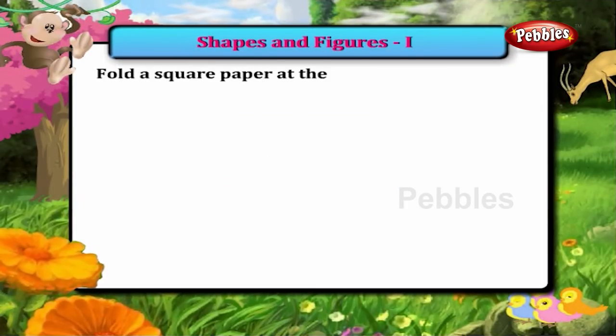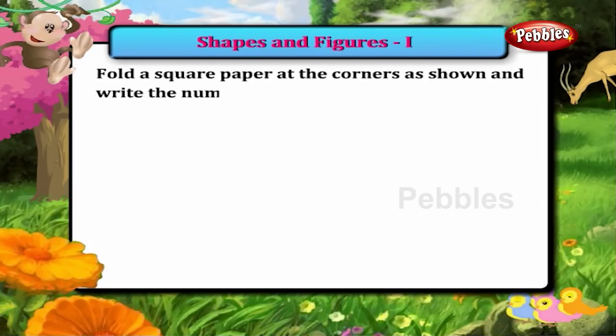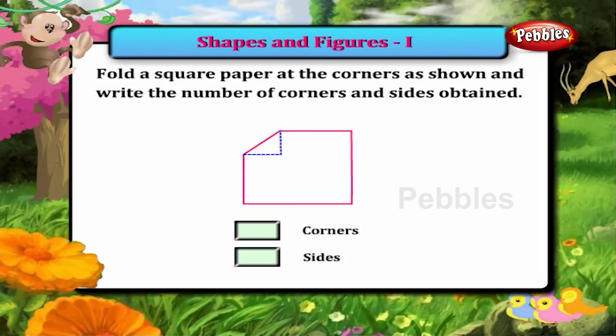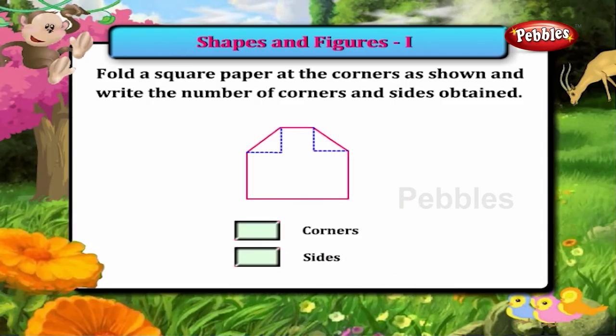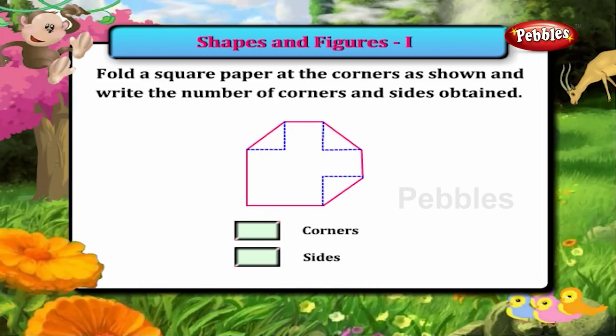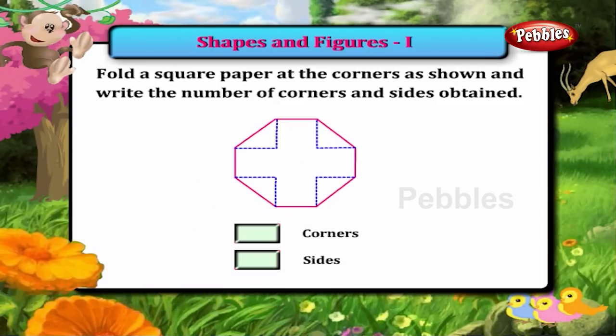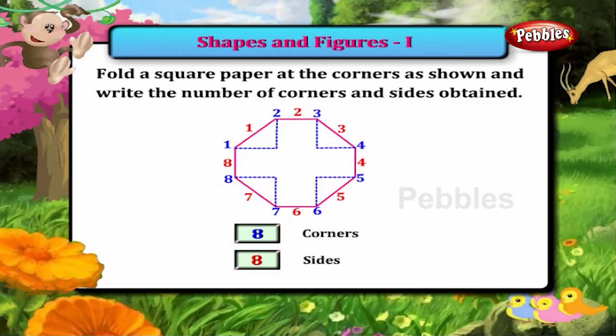Fold a square paper at the corners as shown and write the number of corners and sides obtained. In this figure, there are five corners and five sides. In this figure, there are six corners and six sides. In this figure, there are seven corners and seven sides. In this figure, there are eight corners and eight sides.